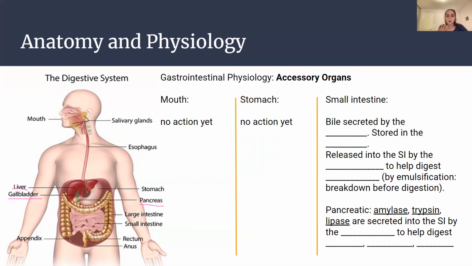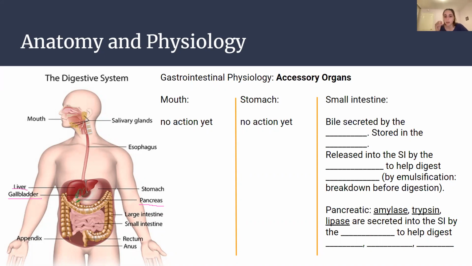So when food comes in contact with the mouth, it's primarily the salivary amylase. There's no actions from the liver, the gallbladder, the pancreas. Nothing, no actions yet are occurring from these accessory organs. Same within the stomach. The action starts happening when food reaches the small intestine. So let's talk about what's going on.